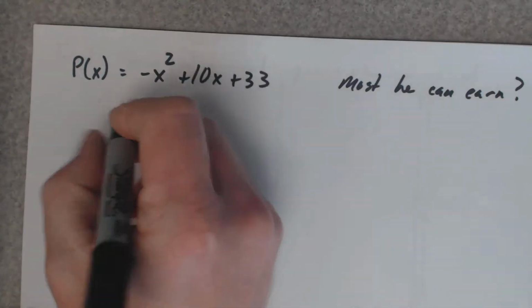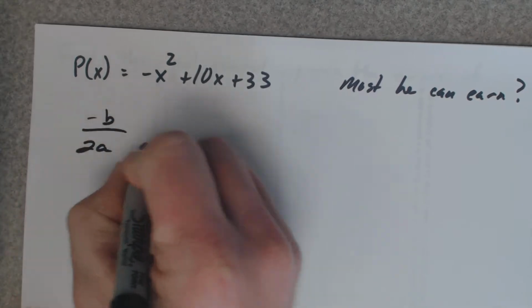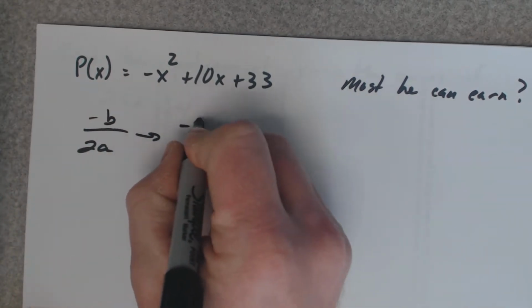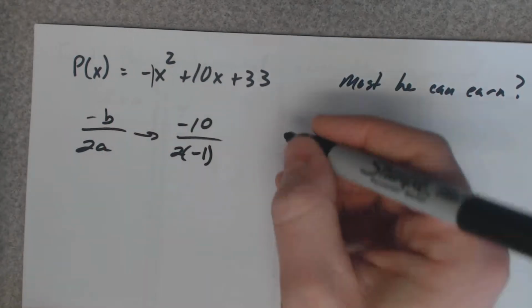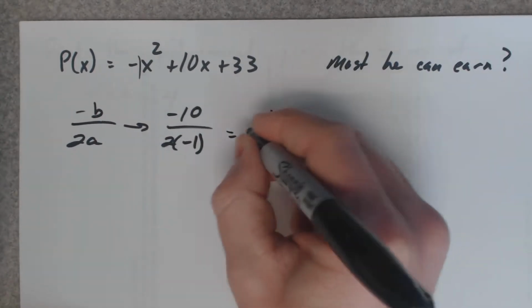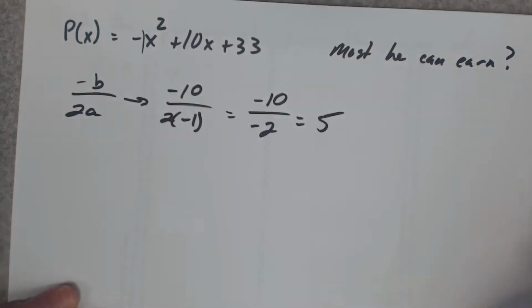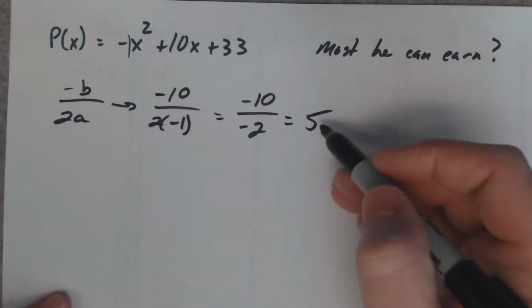So, what's the vertex here? Negative b over 2a. Be negative 10 over 2 times negative 1. The a value is a negative 1. 5. Does that mean the most he can earn is 5?